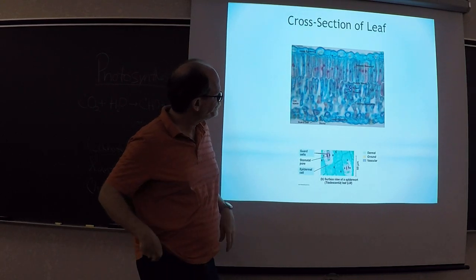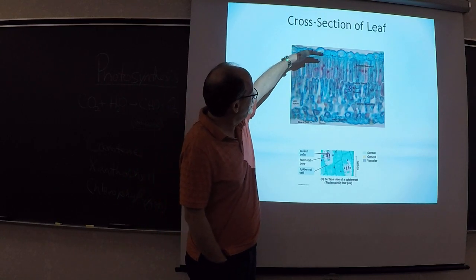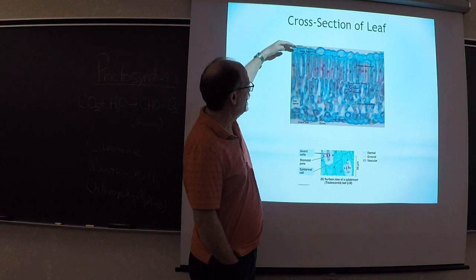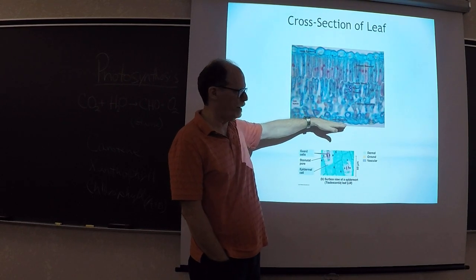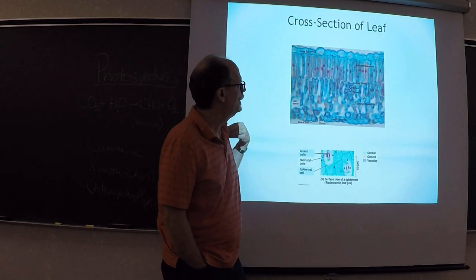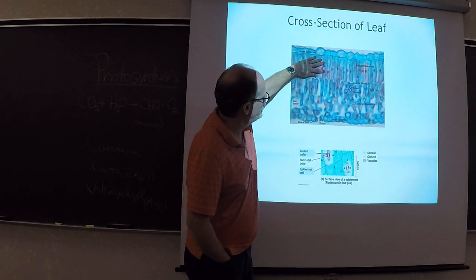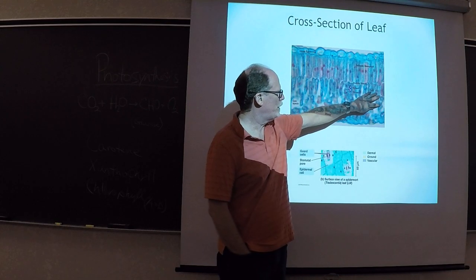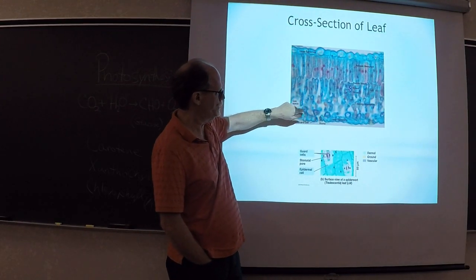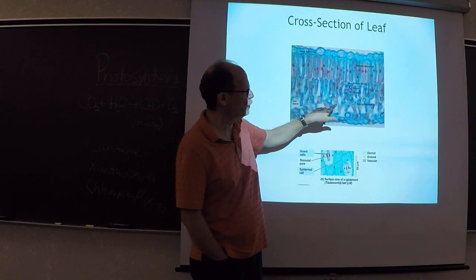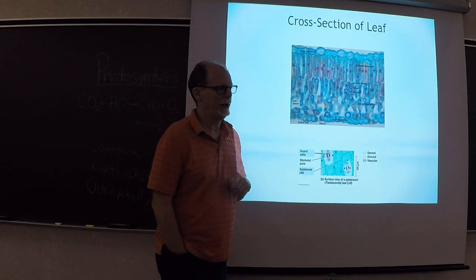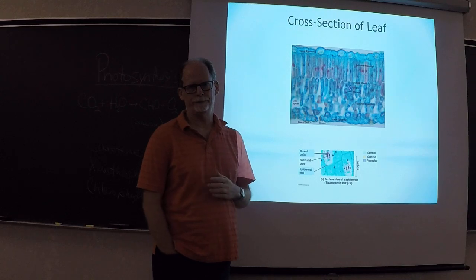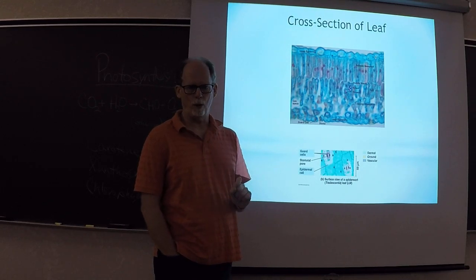In a cross-section, this would be the top part of the leaf, and this is the bottom. The top has the upper epidermis, the bottom has the lower epidermis. On the top of the leaf you have palisade mesophyll cells, and below them are the spongy mesophyll cells. There are actually air spaces in between those cells to help get the CO2. So CO2 can enter the leaf through the stoma. It's a little pore.